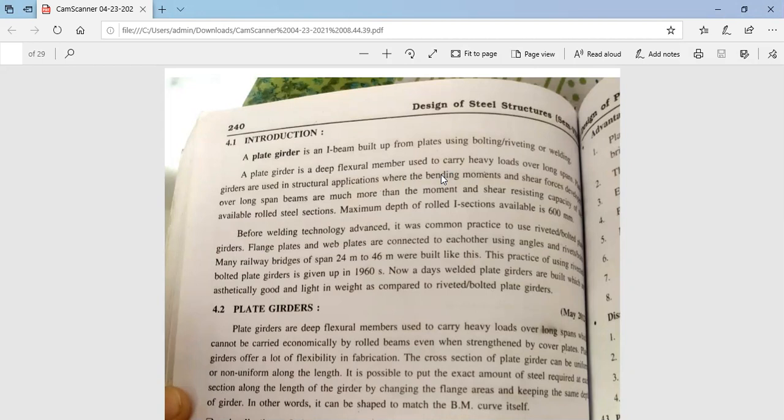So, a plate girder is a deep flexural member used to carry heavy loads over long spans. Plate girders are used in structural applications where bending moments and shear forces developed over long span beams are much more than the moment and shear resisting capacity of available rolled steel sections. The maximum depth of a rolled I section available is 600 mm.